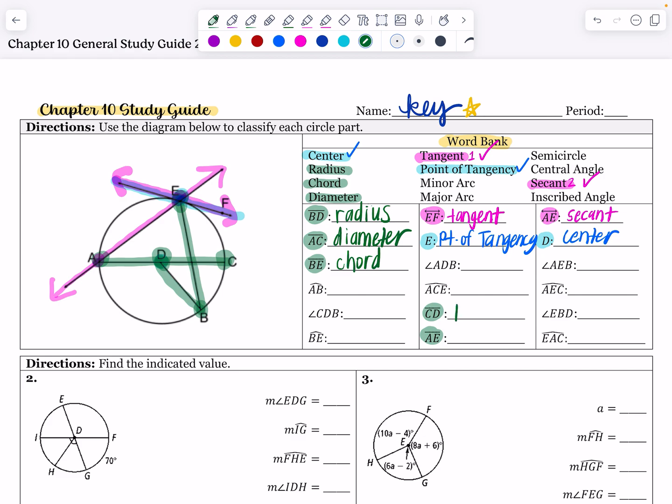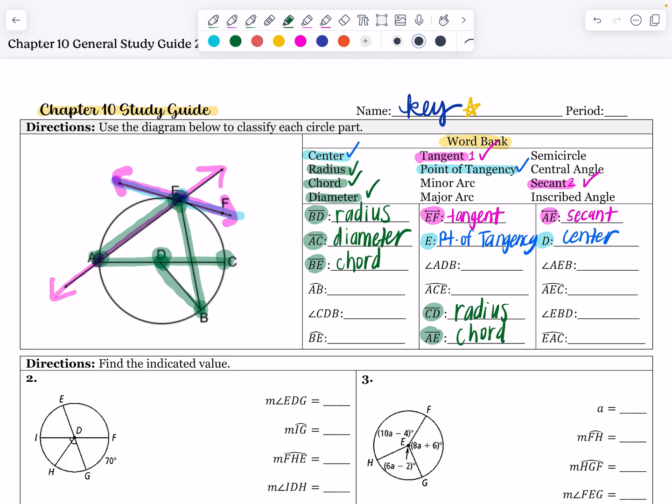C to D is going to be a radius. It starts on the circle and stops at the center. And then A to E is also going to be, let's see, starting at A. Now this is a part of that pink line, but it's the segment that exists on that, so that is just going to be a chord. So now we've used all of our green in the word bank.